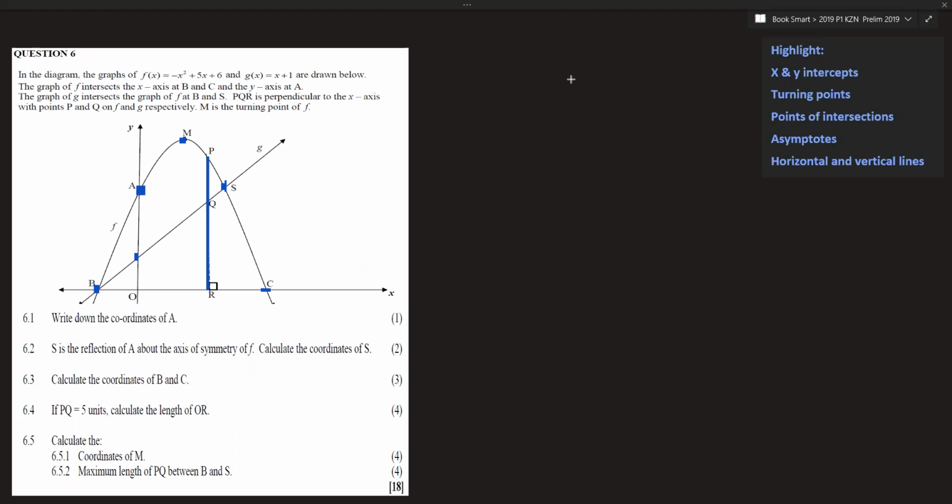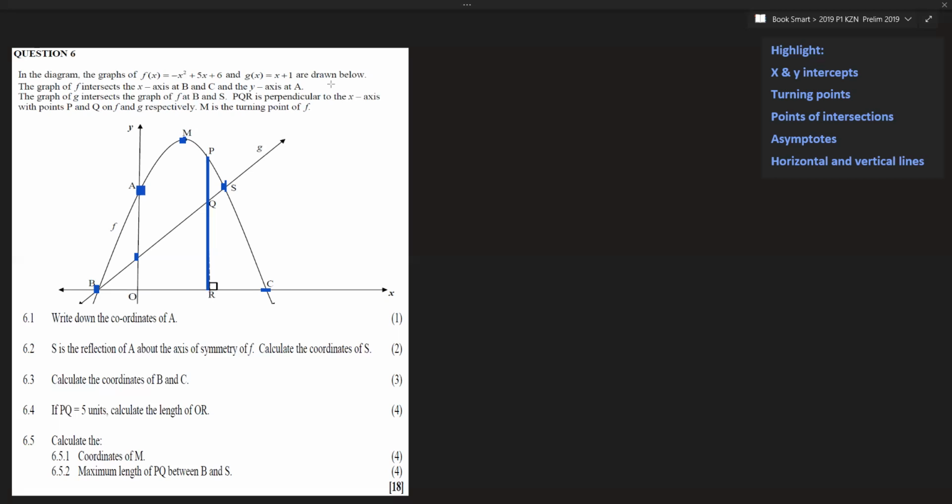So they say in the diagram, the graphs of f(x) and g(x) are drawn below. The graph of f intersects the x-axis at B and C and the y-axis at A. The graph of g intersects the graph of f at B and S. PQR is perpendicular to the x-axis, with points P and Q on f and g respectively. M is the turning point of f.